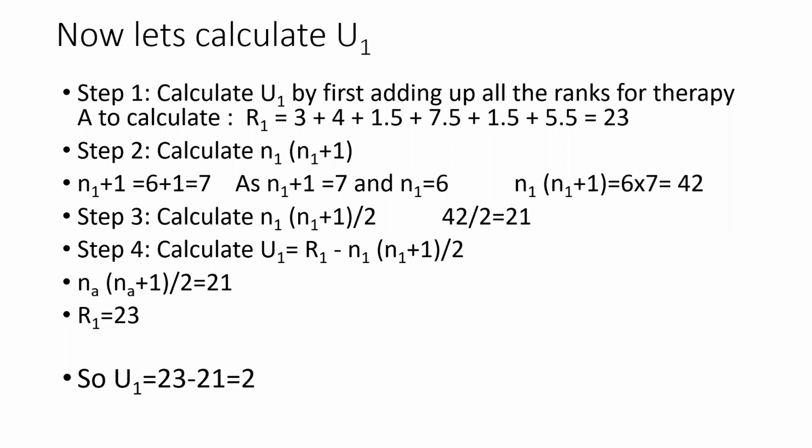Then finally, we're calculating U1. U1 is R1 minus N1 times N1 plus 1 divided by 2. As we know, N1 times N1 plus 1 divided by 2 equals 21. And R1 is 23, so U1 is just going to be 23 minus 21 equals 2.